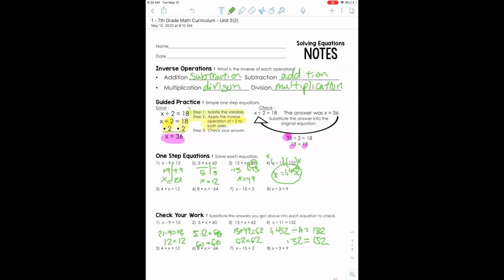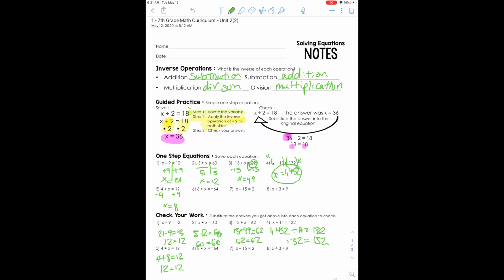So let's try some on your own. Let's try number 5. 4 plus x equals 12. So our inverse operation would be subtraction. So we subtract 4 from each side. So on the left side we have x, and on the right side we have 8. Let's go down to check your work. 4 plus 8 equals 12. 12 equals 12.